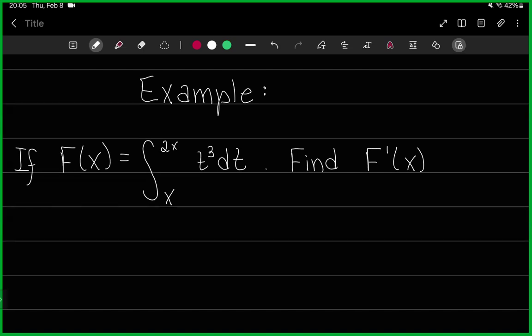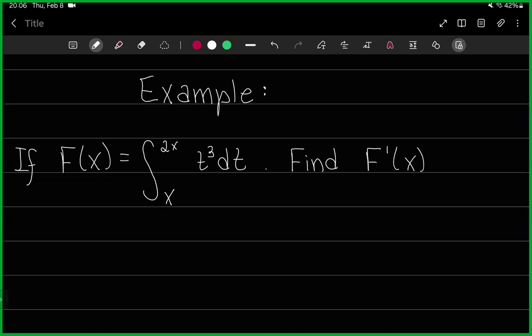Today we're going to do an example to illustrate how we can apply the fundamental theorem of calculus. So the example we're going to work today is this one. If f of x is this integral from x to 2x of t cubed dt, we want to find f prime of x.